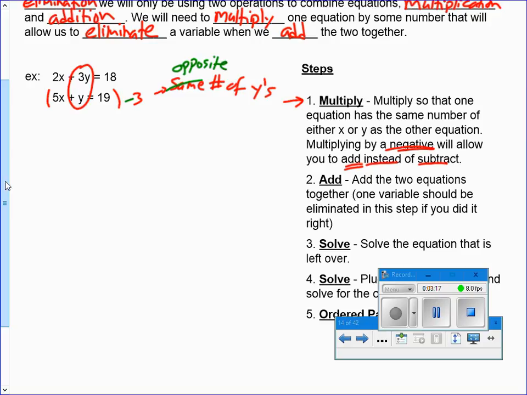So I multiply by negative 3. My top equation will stay the same. Nothing's going to change with that one. The second one, we're multiplying by negative 3, so I have negative 15x minus 3y equals negative, multiply 3 by 19, be 57.